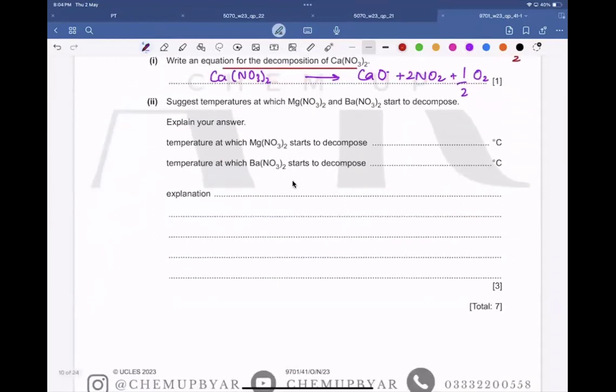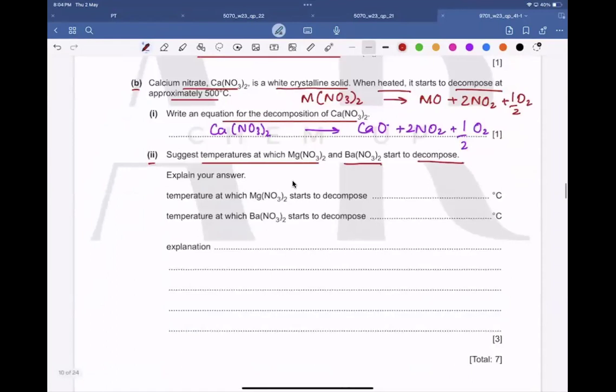Now, suggest the temperature at which magnesium nitrate and barium nitrate start to decompose. Explain your answer.